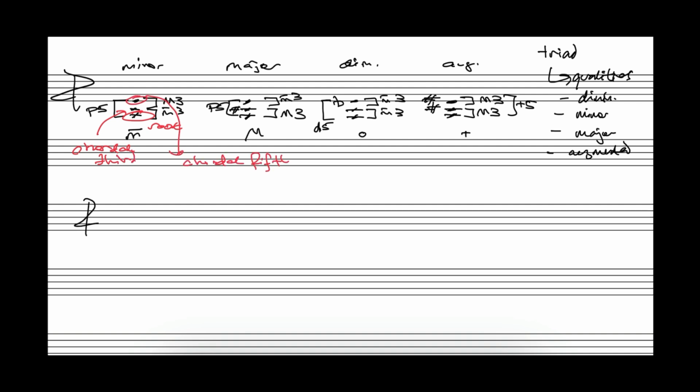So I'm going to write out a C major scale, and instead of having just a single note per scale degree, I'll build a triad on top of each of these scale steps. And I want you to be able to label whether a chord is major, minor, diminished, or augmented within the key. Go ahead and give it a shot.